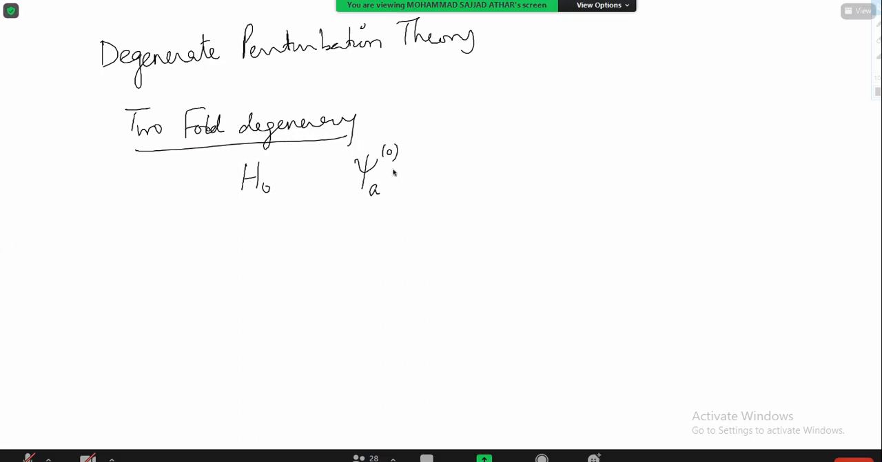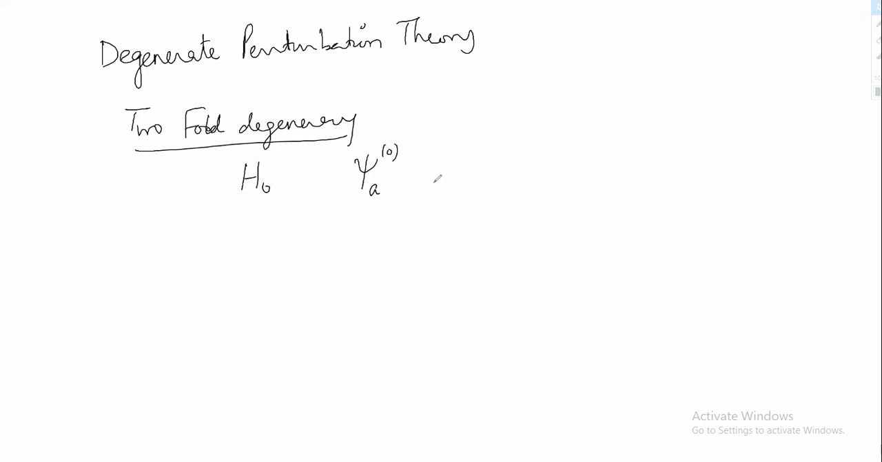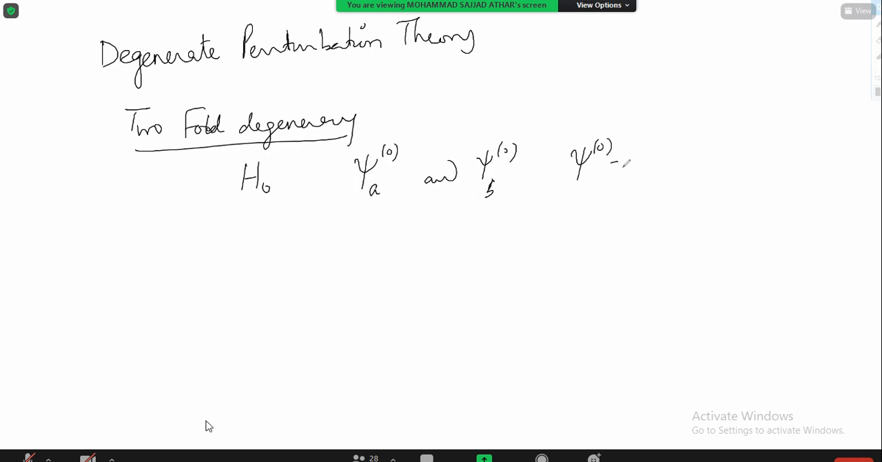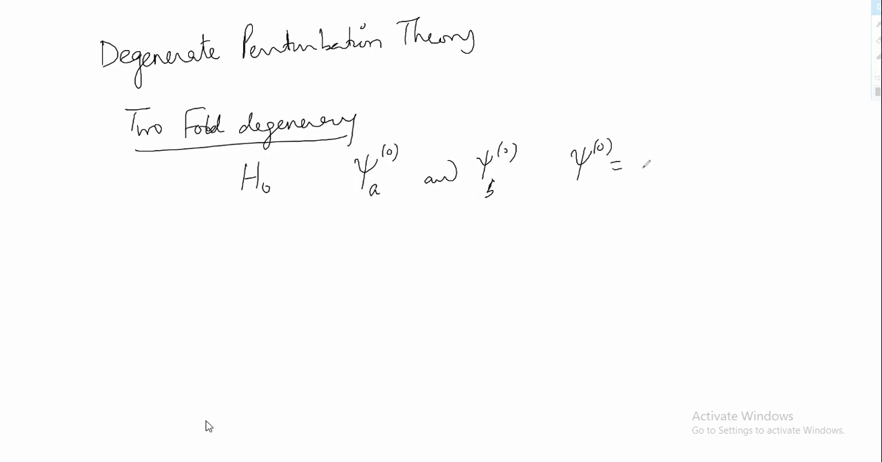Wave functions, psi A 0, psi B 0. And then what I told you, that psi 0 will be another function with the same energy eigenvalue E0. Therefore what we had was H0 psi 0 equal to E0 psi 0.